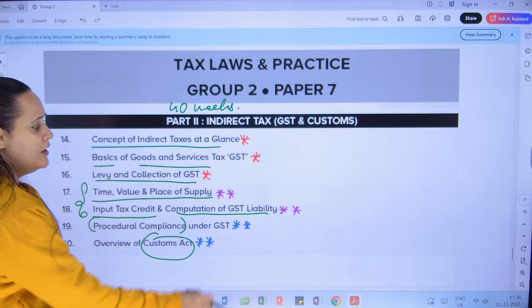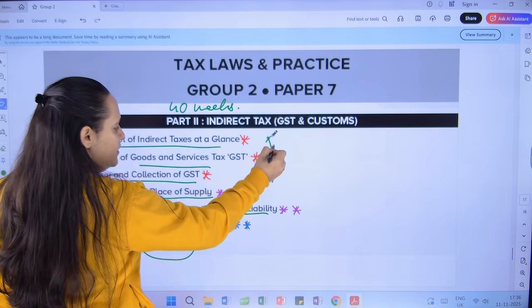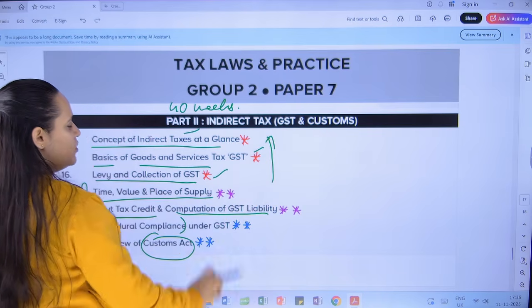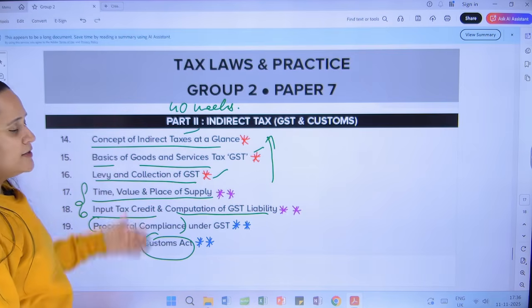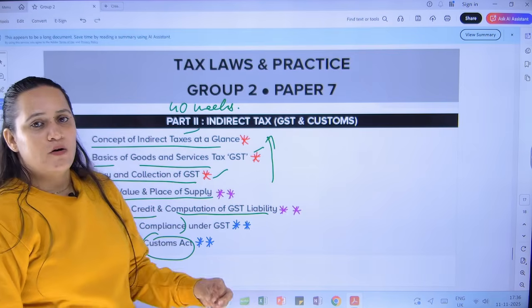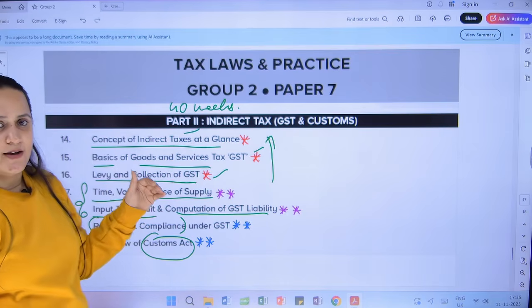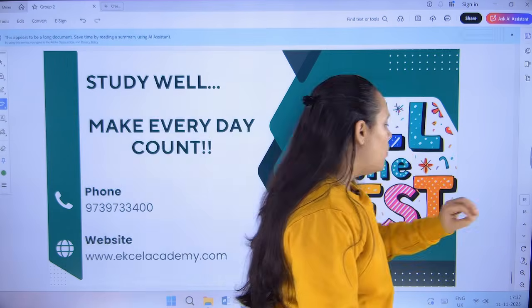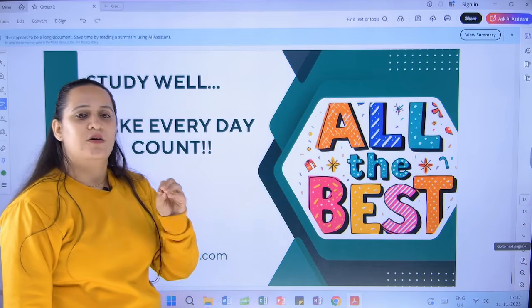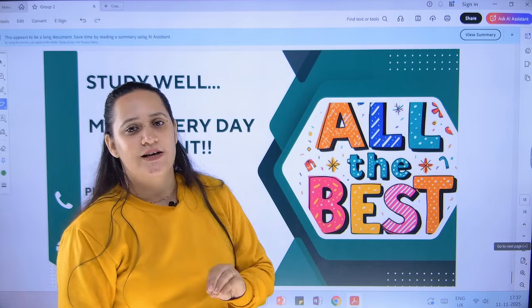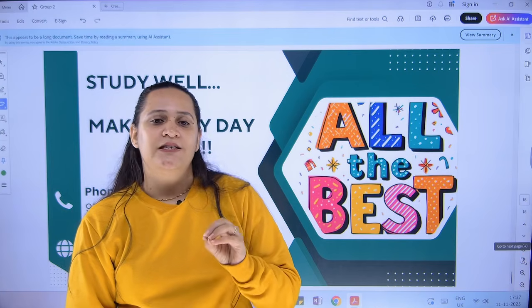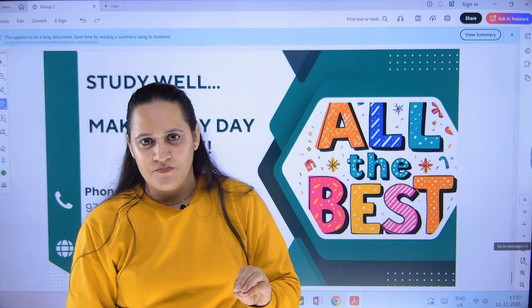So this is the order. First you finish levy and collection, then you focus on the basics of GST and then the concepts of indirect tax. This is the order in which you should prepare for a subject like GST or indirect tax. So by this we come to an end on discussion of all the important chapters for all the subjects of the CS executive program. I am saying it again that please study all the chapters.